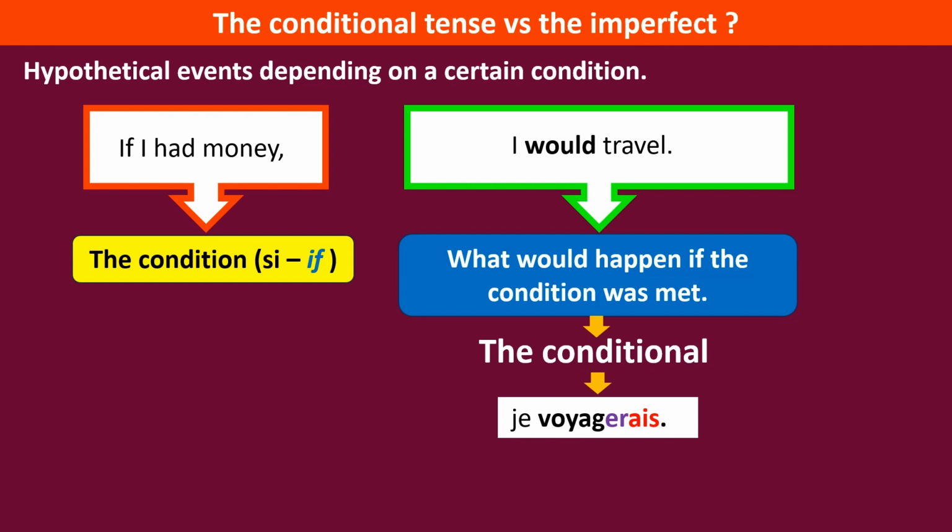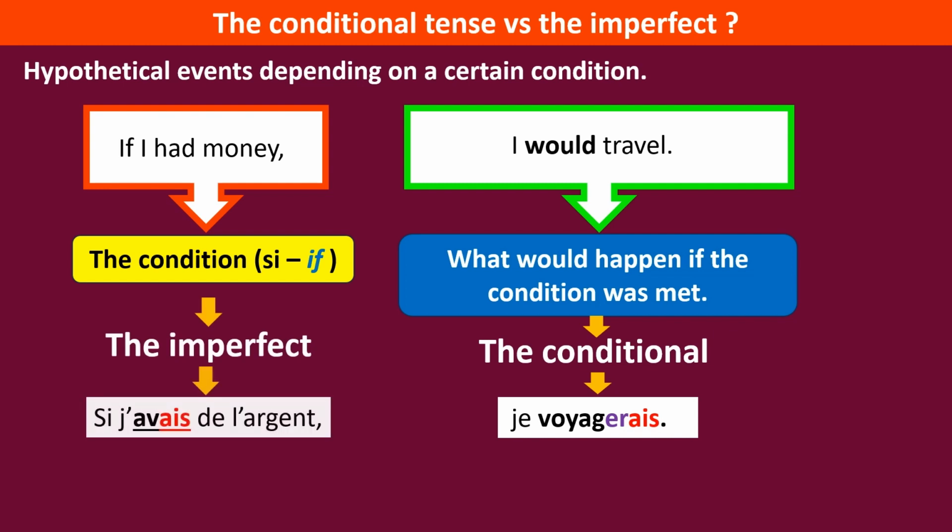Now, what do we need to use for the condition? In which tense do we need to express that condition? Not in the conditional. The conditional is for the events that would happen depending on the condition. The condition itself will be expressed in French in the imperfect. Therefore, we're going to have si j'avais de l'argent. So the whole sentence together, si j'avais de l'argent, imperfect, je voyagerais, conditional.